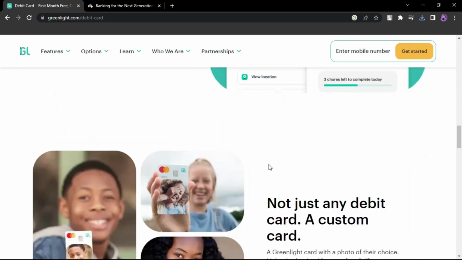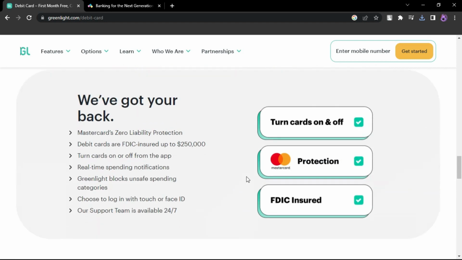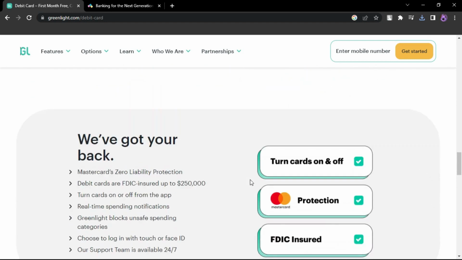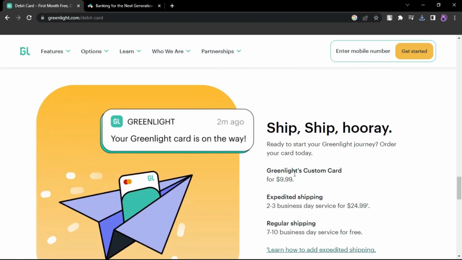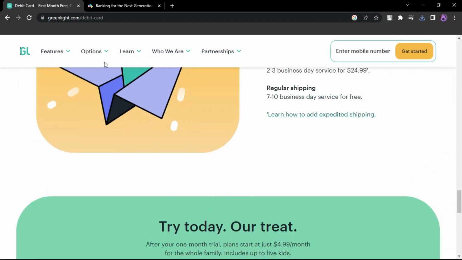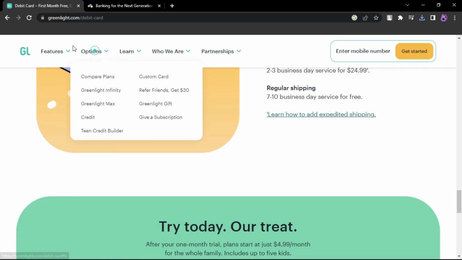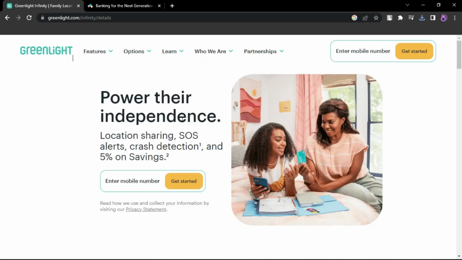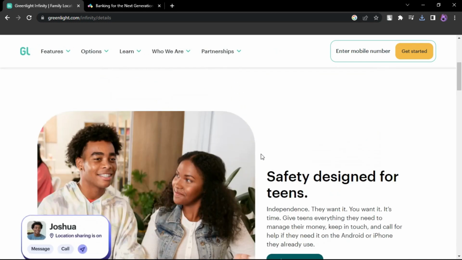Greenlight. Benefits and features of Greenlight. Teens can have their photo on the card for a fee of $9.99, allowing for personalization. Greenlight includes a chore management system, where parents can set tasks with corresponding payouts upon completion, motivating teens to complete household chores. Parents have significant control over spending limits.